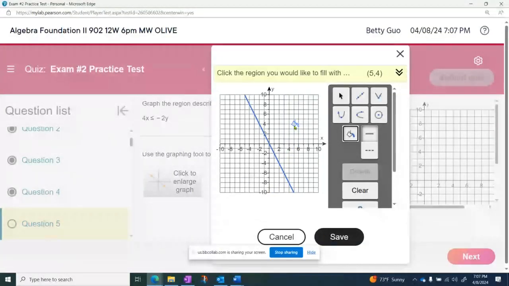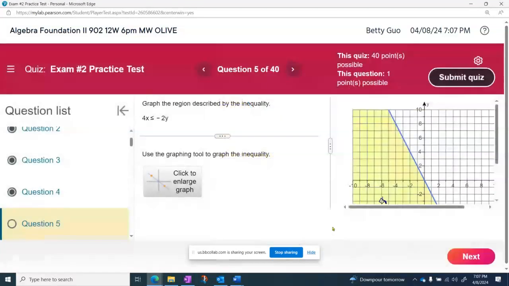(5, 5) is in quadrant 1. It's around here. It doesn't matter, it's in quadrant 1. It's not a solution, so I'm not going to shade that region, including quadrant 1. I'm shading the region excluding quadrant 1. So it's on the other side. And that's it. That's all it takes. Questions?